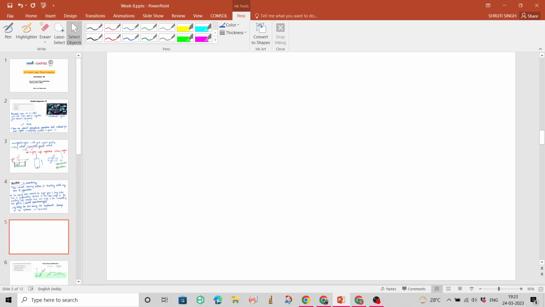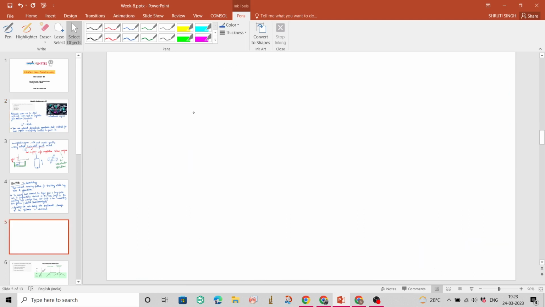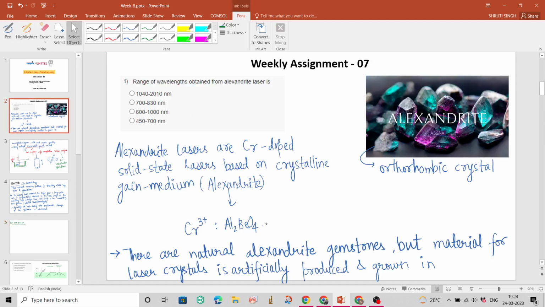So here the question asked was, what is the emission wavelength for this? What is the range of wavelength obtained from the Alexandrite laser? The answer is 700 to 830 nanometer, as given. That is option B. This is the emission related to the chromium, aluminium. So that's why the answer will be 700 to 830 nanometer.